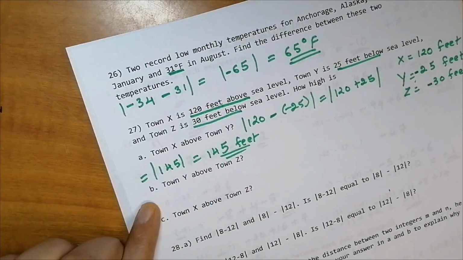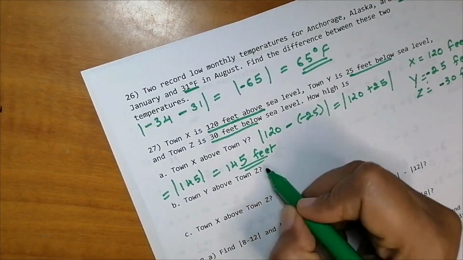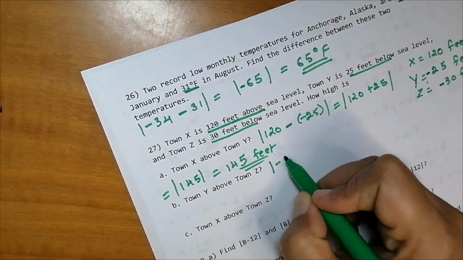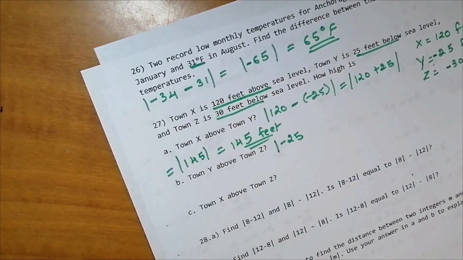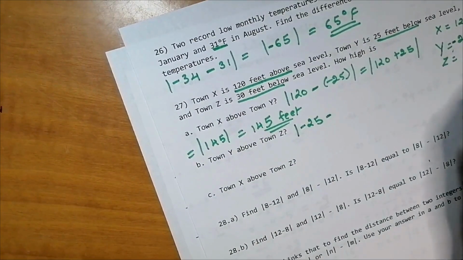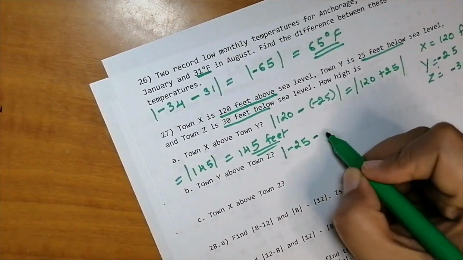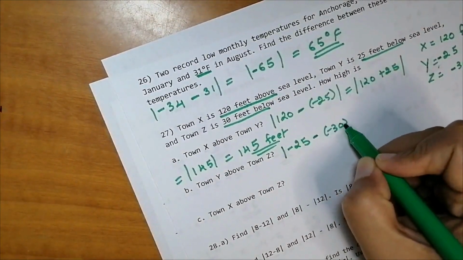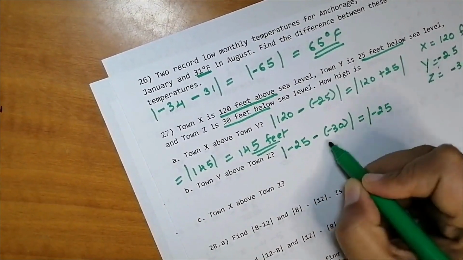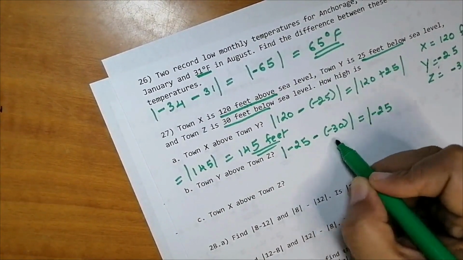Then town Y above town Z. So again the same thing. We put here, town Y is how much? Minus 25, right? And then we put a minus sign. Then town Z is minus 30, right? So we put minus 30, which is equal to minus 25. This becomes plus, right? Minus.